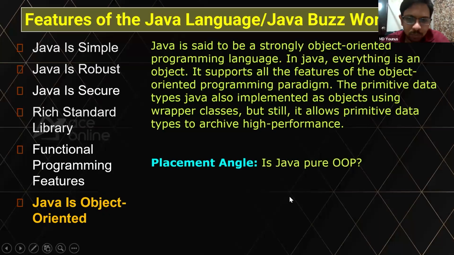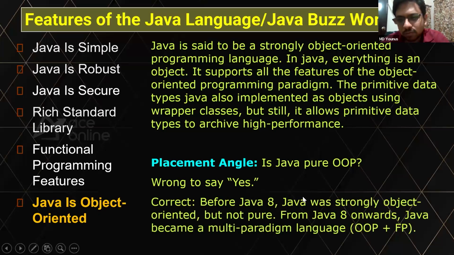There will be a question in placements like, is Java a pure object-oriented programming language? Then the answer will be no. Before Java 8, it was strongly object-oriented, but not pure. From Java 8 onwards, Java became a multi-paradigm language because it supports both functional programming as well as object-oriented programming. So now we cannot say that Java is a pure or strongly object-oriented programming language, because it has multiple features.